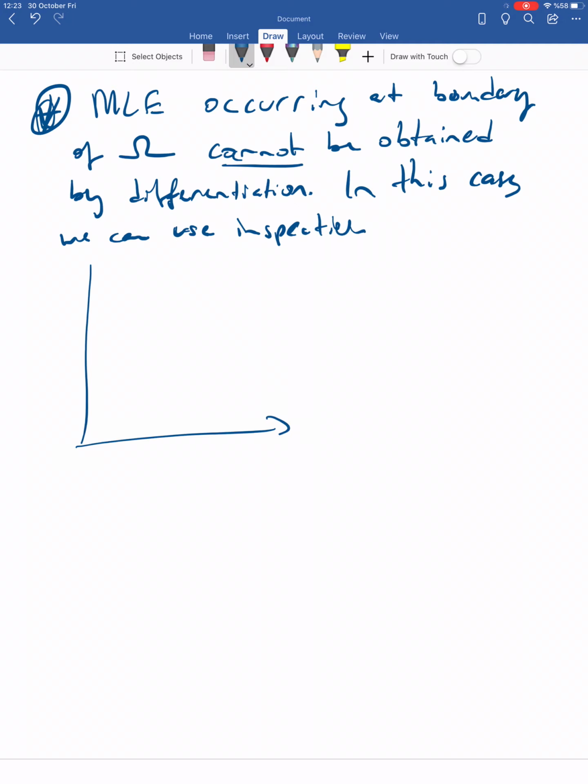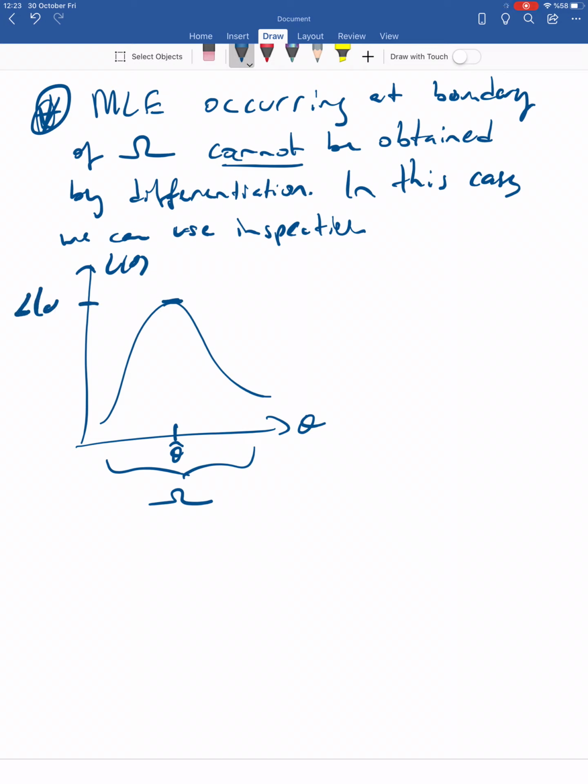Actually, in most cases, our likelihood function has this shape. Let's say this is our whole parameter space, and we obtain theta hat as the maximum point of the likelihood function. Okay, so theta hat will be the estimator. So here, if this is the case, we can obtain this point by differentiation. When we take the derivative of the likelihood function and equate it to 0, we obtain it.